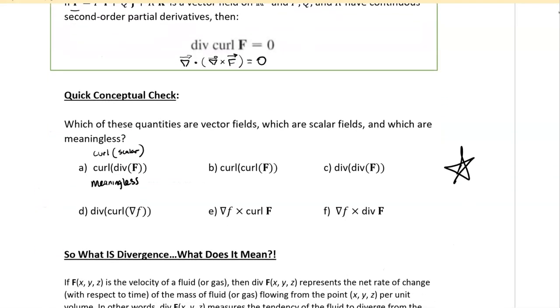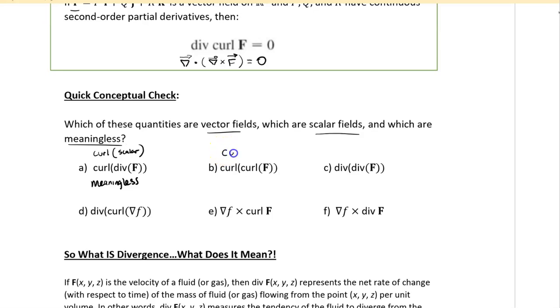Okay, quick concept check. If you have not thought about these yet, I would probably write down your guesses and then come back and check when you're done if you got things. So you're basically saying, are these vector fields? Are they scalar fields, or are they meaningless? So again, I would pause before I start going just to see if you got it.